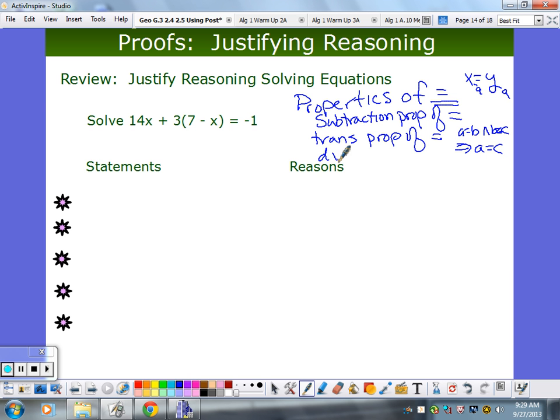Division property of equality. So what was that one? If you have two things that are equal, if you divide by the same thing, they are still equal. Except what can't that thing be? I can't divide by 0. But anything that I divide by that's not 0, as long as I do it to both sides, I still have equals. What else?